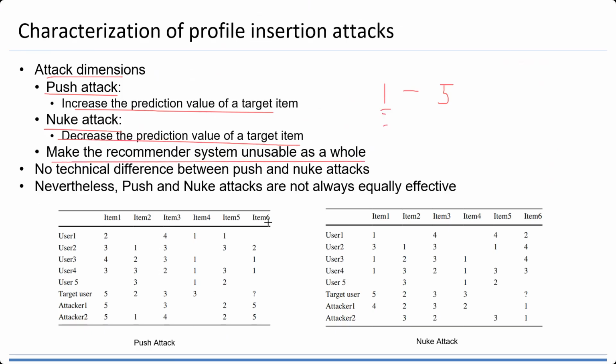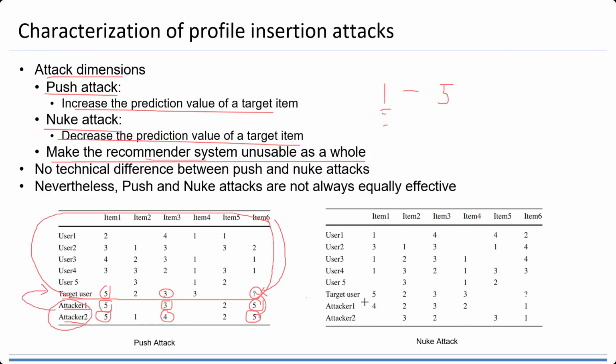So for example, if you look at this one, the target user is this one. I want to know whether I should recommend item 6 to the target user or not. And the attacker gives a high rating to item 6 and also tries to make similar profiles to the target user. So with a similar profile like this one, the recommender system may think that this attacker is the same or similar to the target user and we can give the good rating.